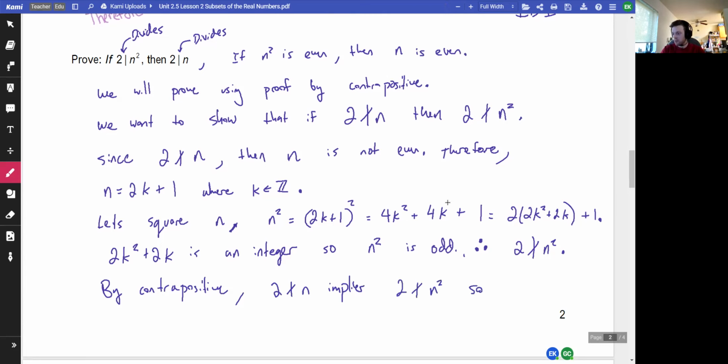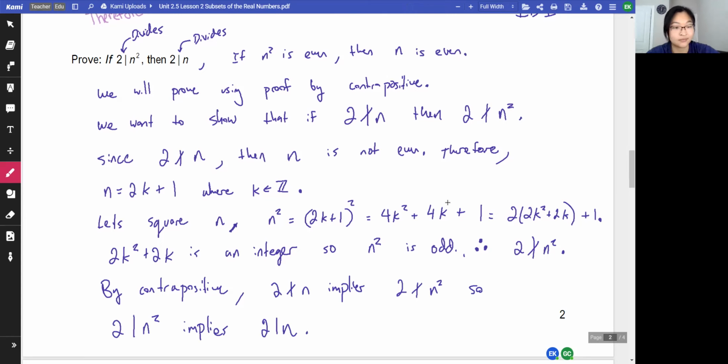So 2 dividing n squared implies 2 divides n. So if 2 divides a square, then 2 divides the number that was squared. By proof by contrapositive, we showed that not Q, we can get to not P. That means that P does in fact imply Q.